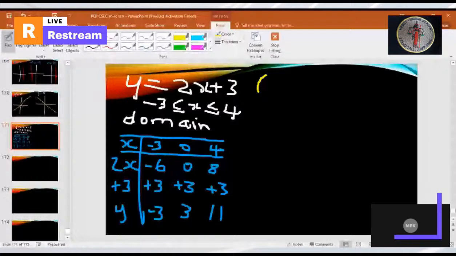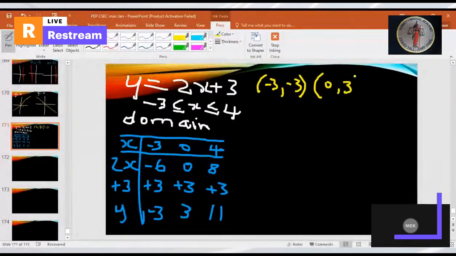When x is 0, y is 3. So (0, 3). And when x is 4, y is 11. So (4, 11). So now we need to plot that.